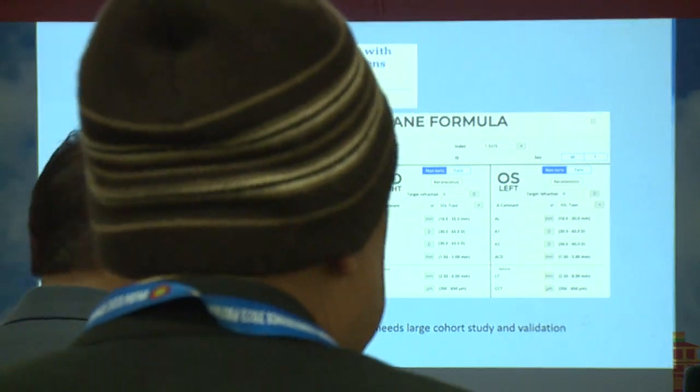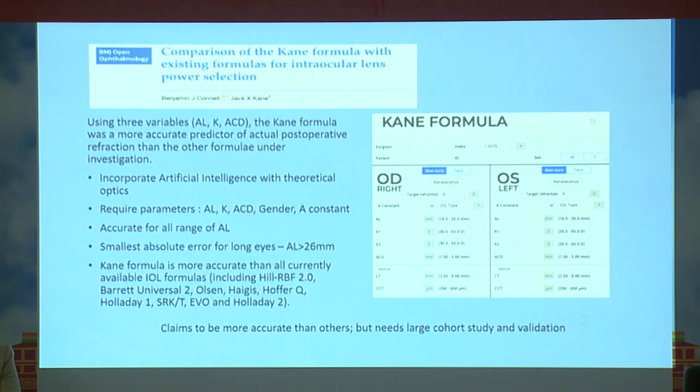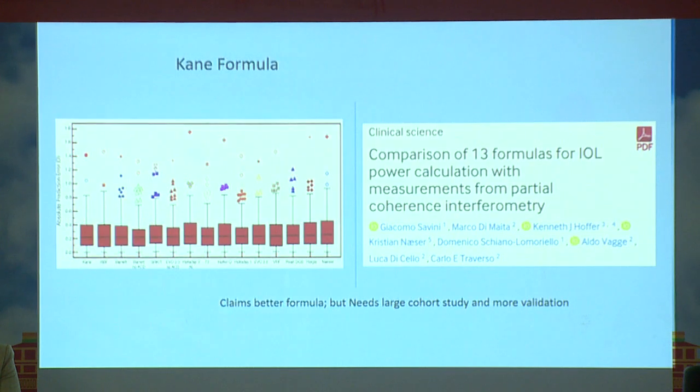In one study, it is shown that it is better than the other formulas, Hill RBF, Barrett 2, and Olsen. But it claims this, and it needs a large cohort study and validation. Now, as it has also come in the literature, it needs more validation.